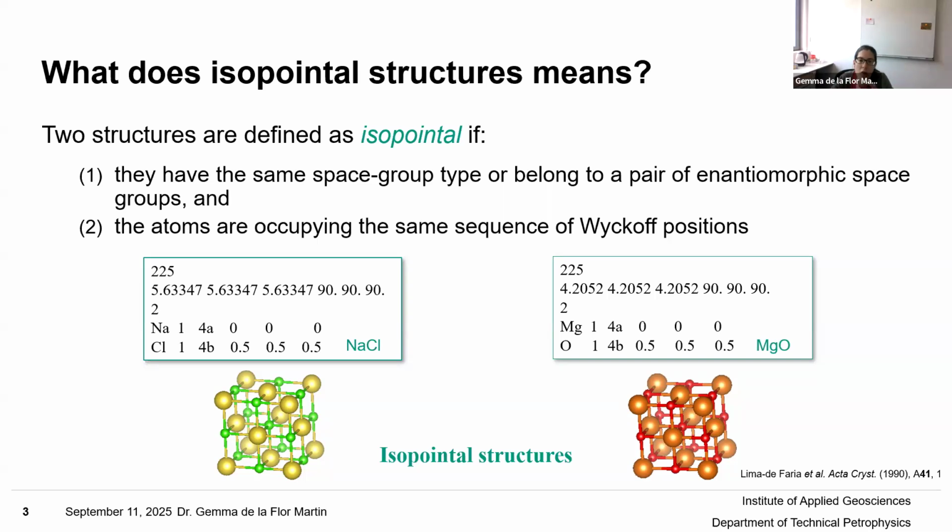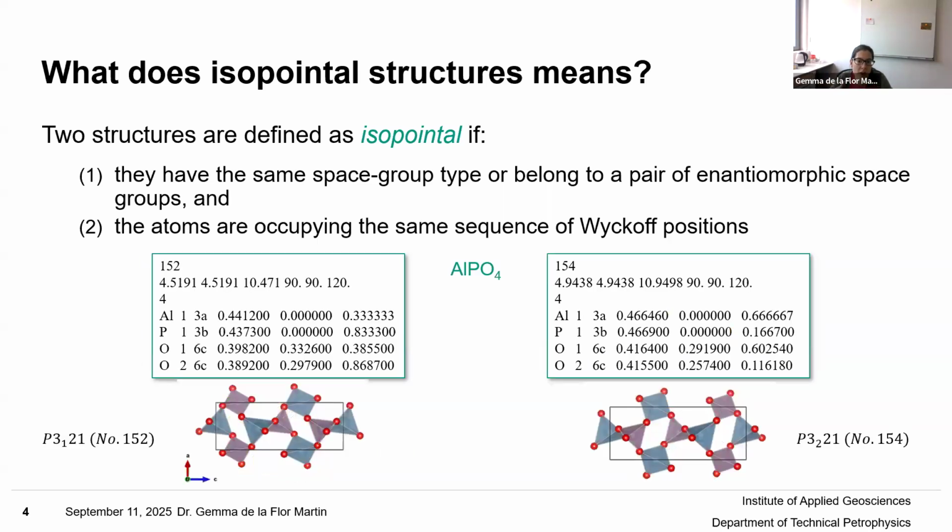Now let's have a look at another example. Here we have two enantiomorphic structure descriptions of aluminum phosphate, one described in the space group 152 and the other one in the space group 154. In this example, the structures are also isopointal. Their space groups form an enantiomorphic pair, and the atoms occupy the same sequence of Wyckoff positions.